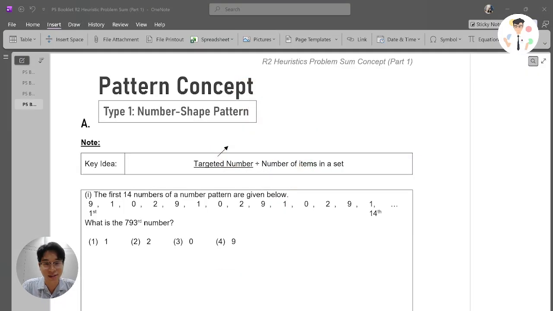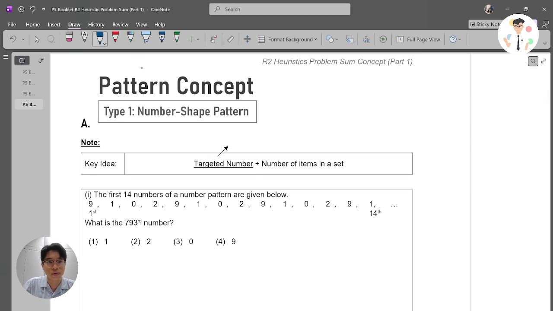Welcome back to Teacher Look class, and now we're looking at pattern concept type 1, number shape pattern. So the key idea to solve this kind of questions that's related to number or shape pattern usually is based on this key idea up here. So we have the targeted number. Then what we need to do is divide the number of items in a set.